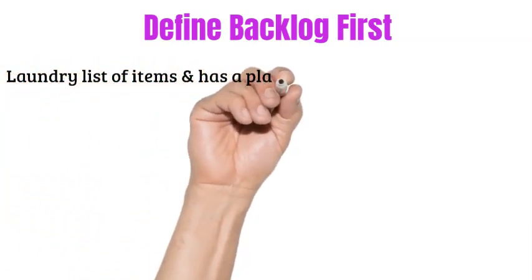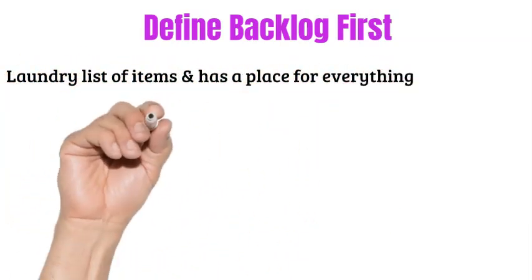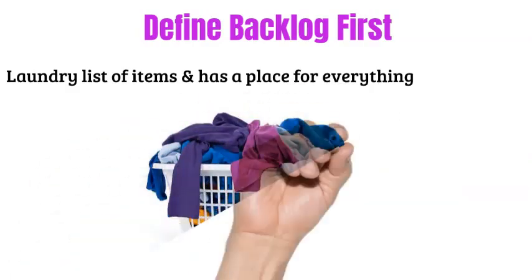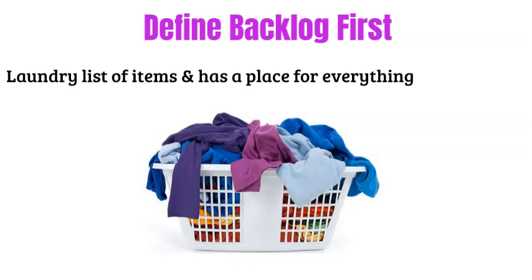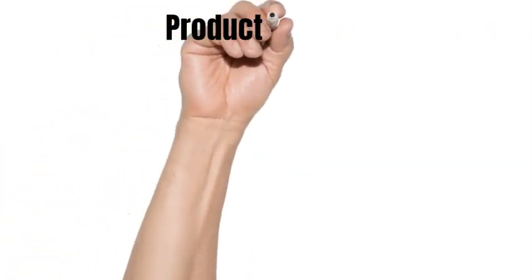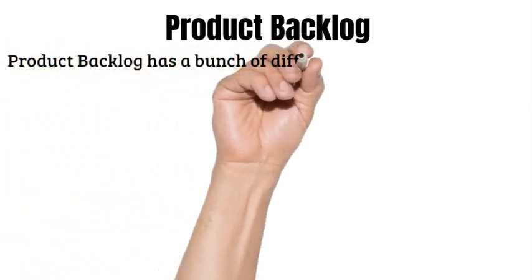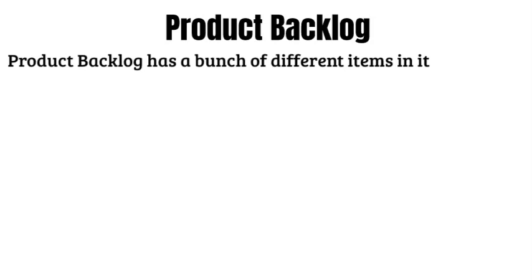When I say product backlog, I'm using a very, very generic context. It's a laundry list of items. Visualize this: in your home, you may have a laundry basket. Your laundry basket has pants, shirts, towels, and everything else. It has a bunch of items in there, and everything has a place. Similarly, a product backlog is a laundry list of items. It could be epics, features, stories, so you name it. That whole block is called a product backlog.